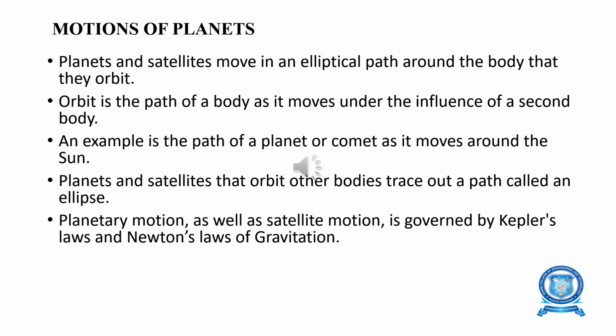Generally, planets and satellites move in an elliptical path around the body that they orbit. Orbit is the path of a body as it moves under the influence of a second body. For example, it is the path of a planet or comet as it moves around the sun. Planets and satellites that orbit other bodies trace out a path called an ellipse. Planetary motion as well as satellite motion is governed by Kepler's laws and Newton's law of gravitation.